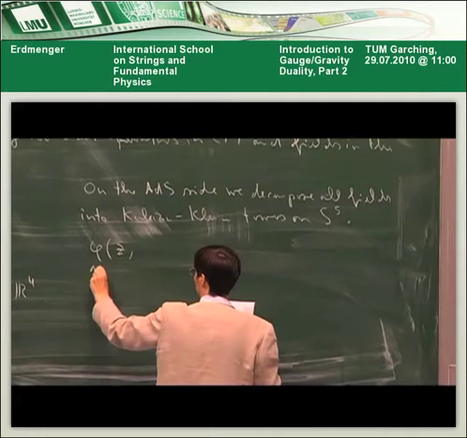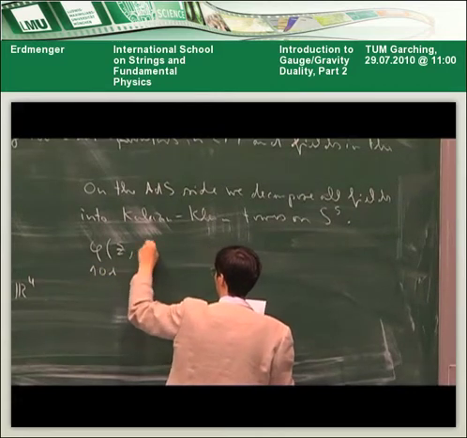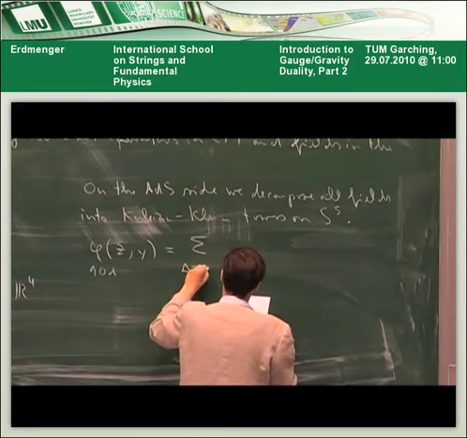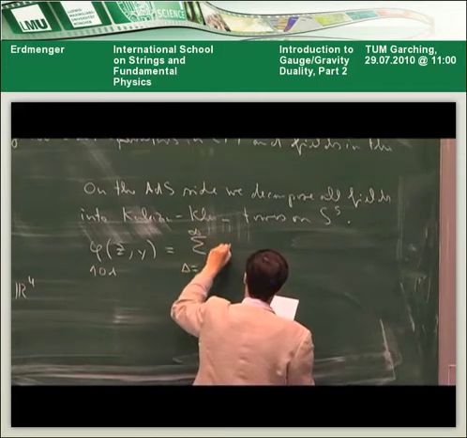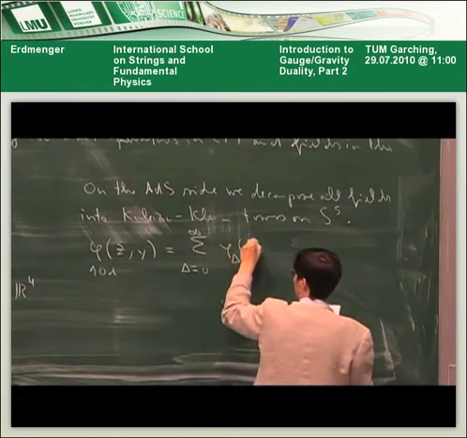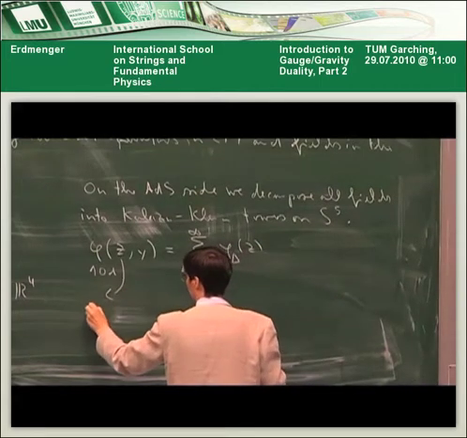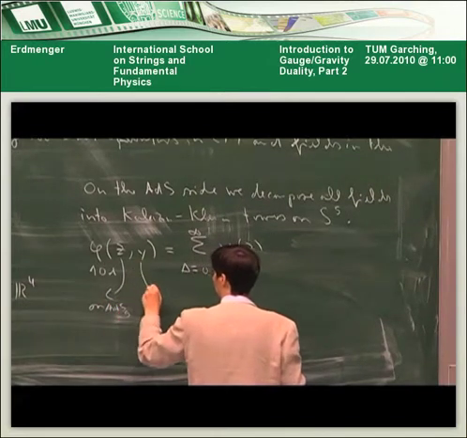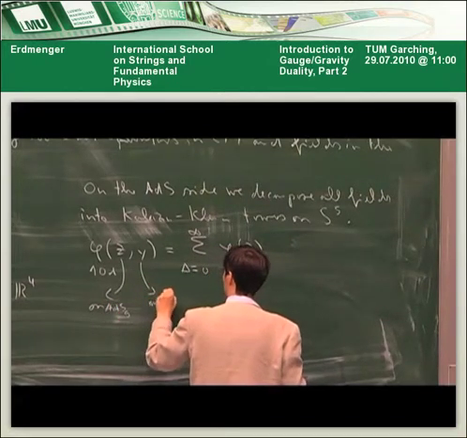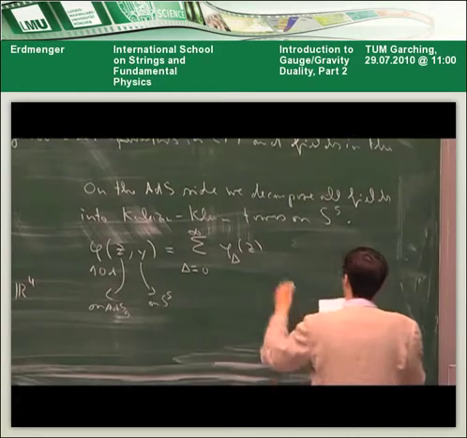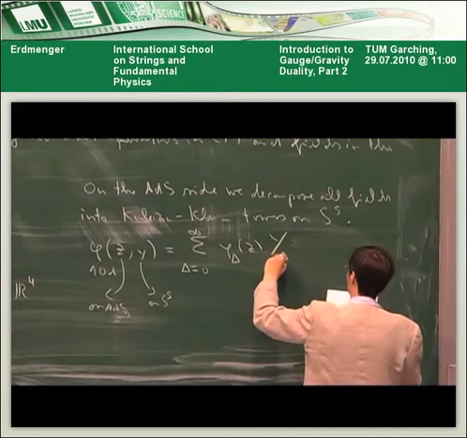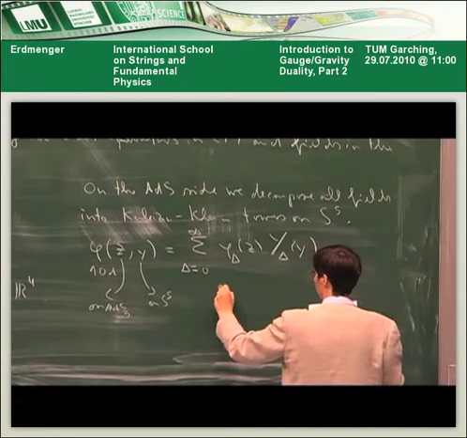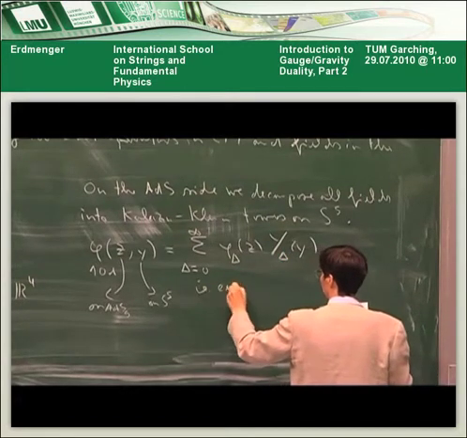Okay, it just means, right, so this is a 10-dimensional supergravity field, and I just write it in such a way. So these are the coordinates on AdS5, and the y's are the coordinates on the S5. And so here I have my spherical harmonics on the S5.